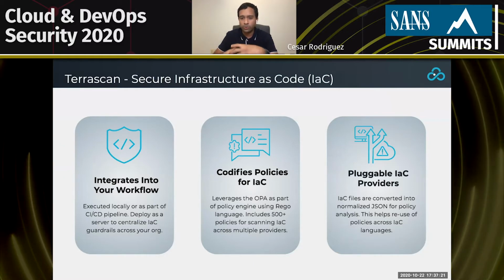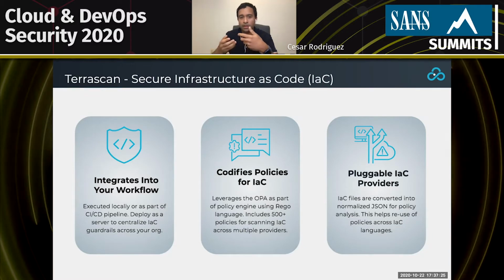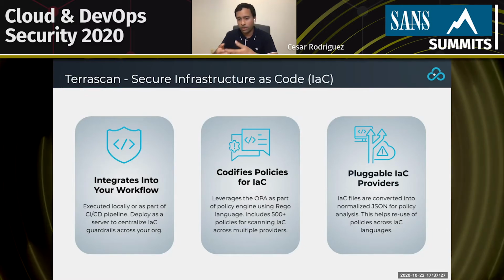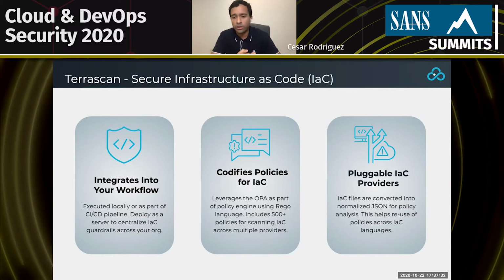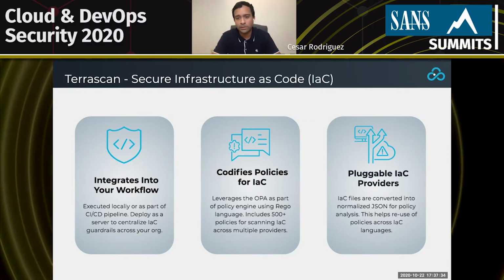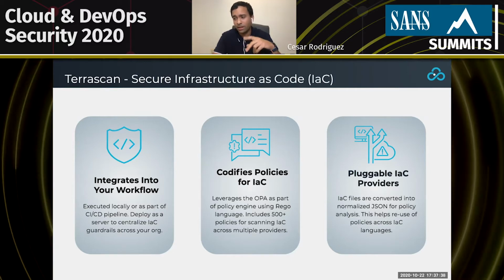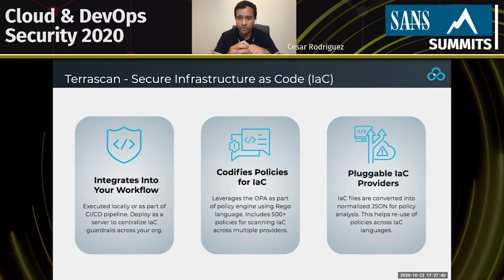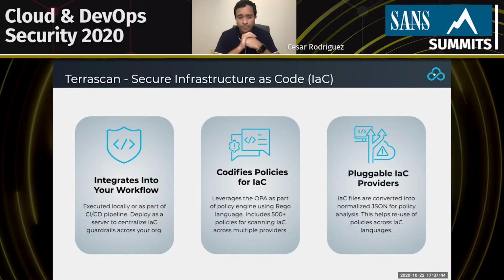So that's what we use for our policy engine. So we standardized in the way we implement policy as code. We have right now over 500 policies included as part of the Terrascan open source project for scanning things like AWS, Azure, GCP, even GitHub configurations using Terraform and Kubernetes. And we're frequently updating it with more.